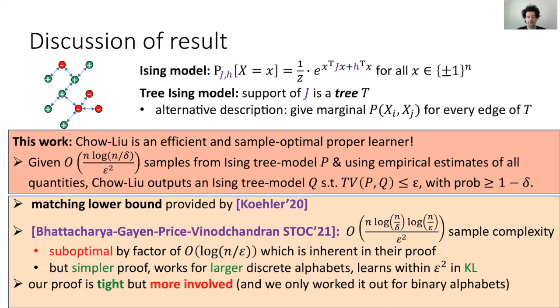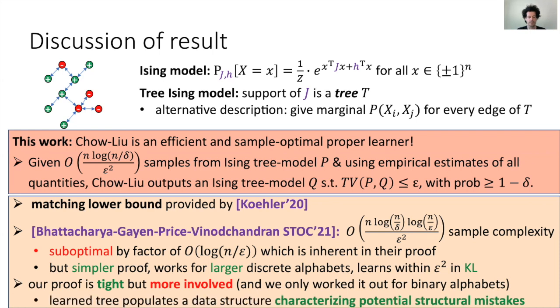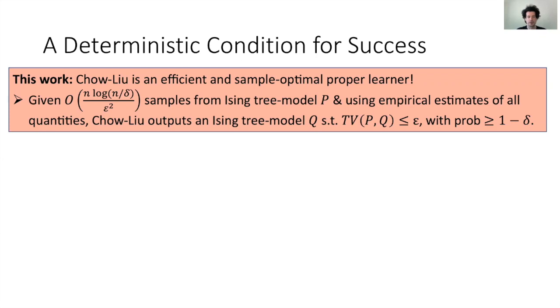Our proof is tight, but more involved. And we have only worked it out for binary alphabets, so Ising models. An additional benefit of our proof is that it characterizes the potential structural mistakes that Chow-Liu will make, and in particular can be used to define a data structure computed on the output of the algorithm, which characterizes those mistakes. Finally, our proof provides a deterministic condition for success.